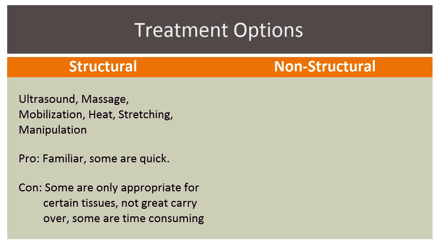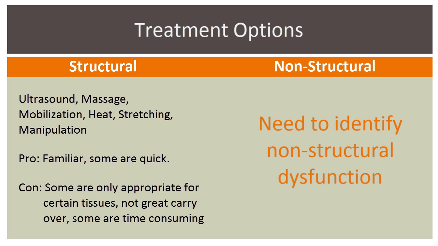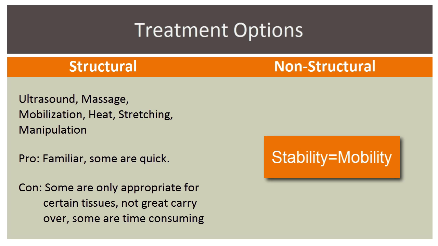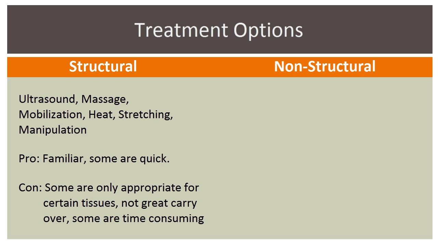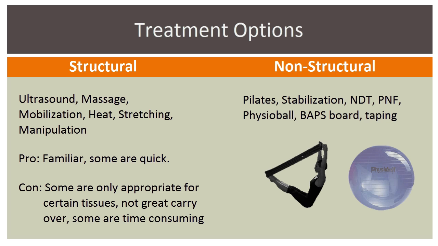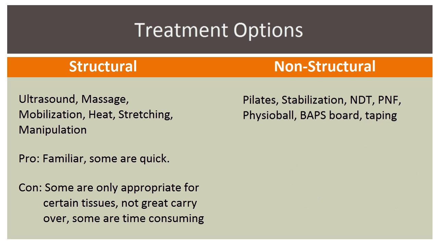For a non-structural dysfunction, you could do anything that restores stabilization. Remember, though, with a non-structural dysfunction, you need to identify the cause of the non-structural dysfunction to treat accordingly. But ultimately, the goal of restoring function when a dysfunction is non-structural is going to be to restore stability, because again, we need to have stability in order to have mobility. So appropriate modalities for stability would include Pilates, lumbar stabilization techniques, NDT, PNF, using the physio or BAPS board. Don't forget taping and bracing may also help to improve stability in certain patients.